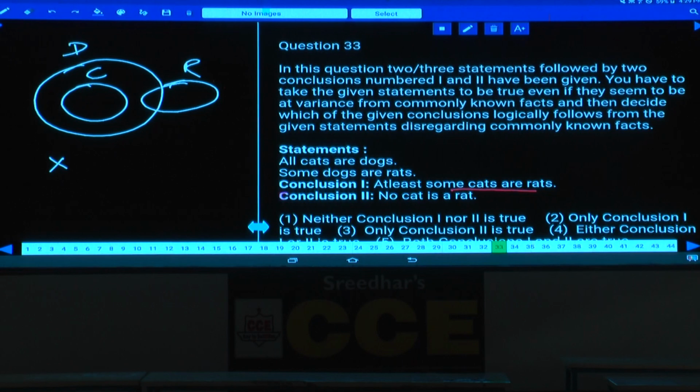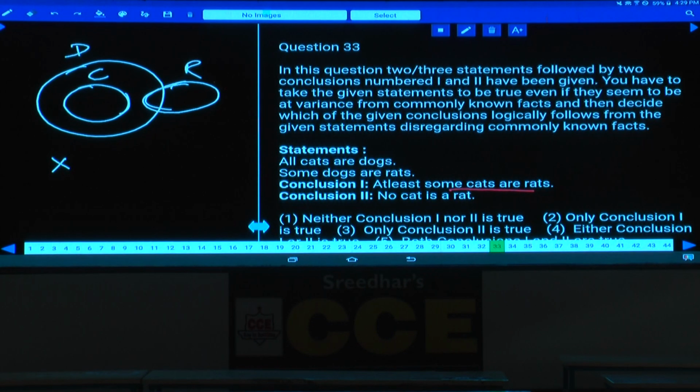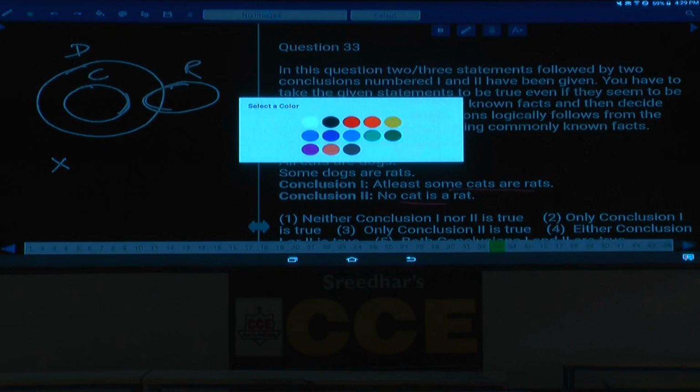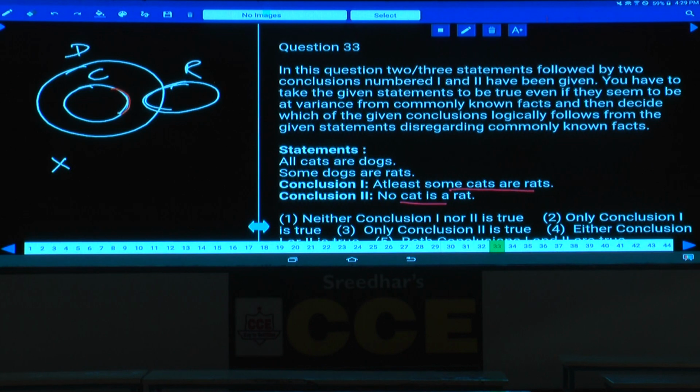False. Now these are rats and this is cat. There is no intersection between these two. It is false. Second one, no cat is a rat. Now cat is here and rat is here. Now between these two there is no intersection between these two. This is cat and rat. As there is no intersection between these two, no cat is a rat, definitely true. Isn't it? Now the second conclusion is true.